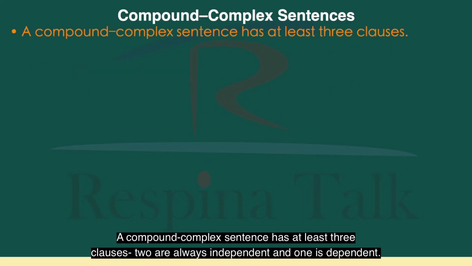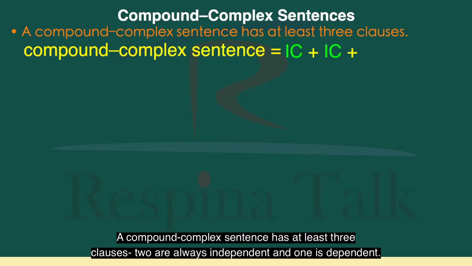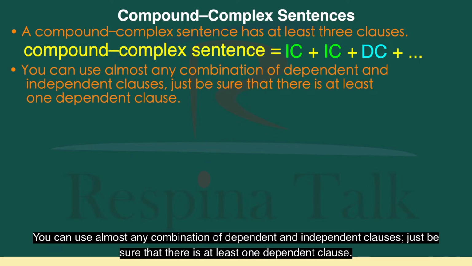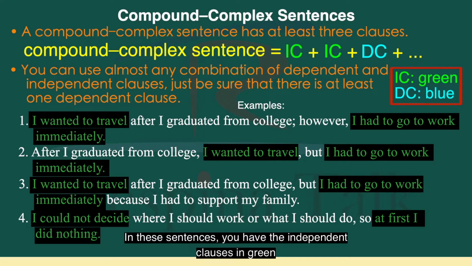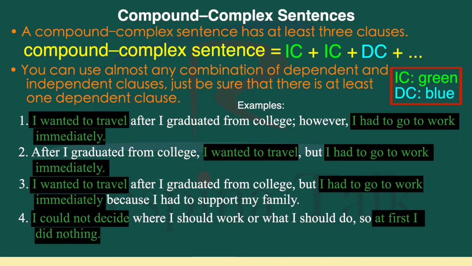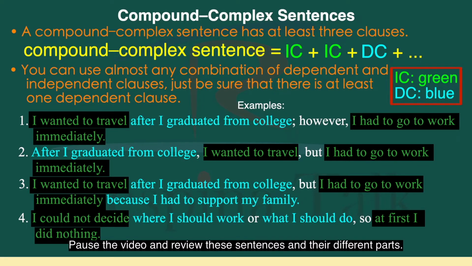A compound complex sentence has at least 3 clauses. 2 are always independent and 1 is dependent. You can use almost any combination of dependent and independent clauses. Just be sure that there is at least 1 dependent clause. In these sentences, you have the independent clauses in green and the dependent clauses in blue. Pause the video and review these sentences and their different parts.